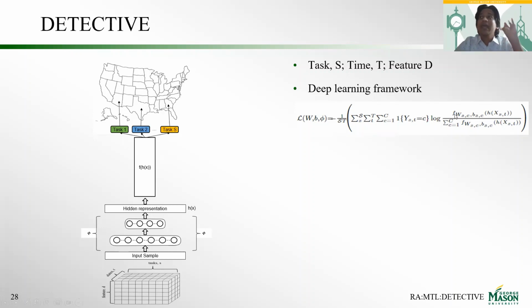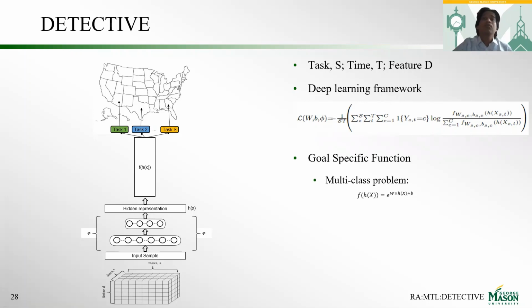Here, look at this function f. We design it in such a way that, based on your requirement, if you want to do multi-class, multi-scale, or other problems, you can plug that function in here and our model will still be able to achieve that task. That's why we designed goal-specific functions. These two are just examples.